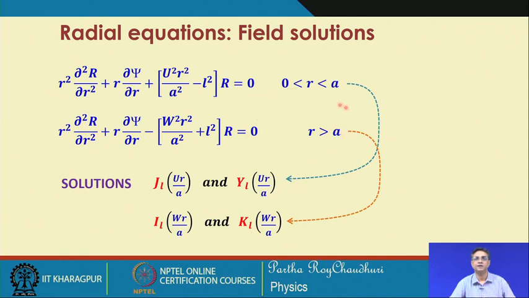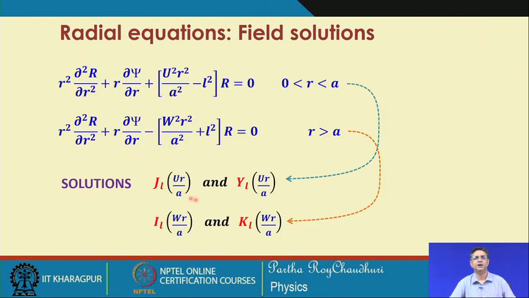And the first equation is again a very well known equation, and the solutions are the Bessel functions J L and Y L, and for this equation you have a minus, and inside there is a plus. This equation gives you modified Bessel functions whose solutions are I L and K L of W r by a, I L of x and K L of x. So, x is equal to the argument of these Bessel functions.